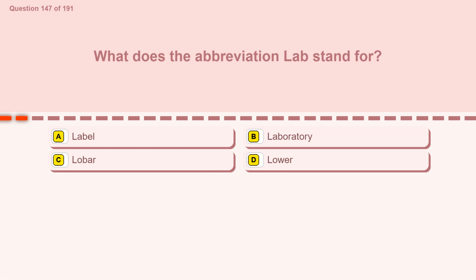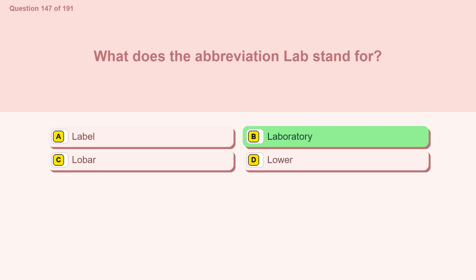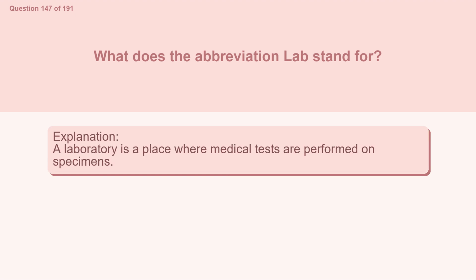Question 147. What does the abbreviation lab stand for? Option A, label. Option B, laboratory. Option C, lower. Option D, lower. The correct answer is option B, laboratory. A laboratory is a place where medical tests are performed on specimens.